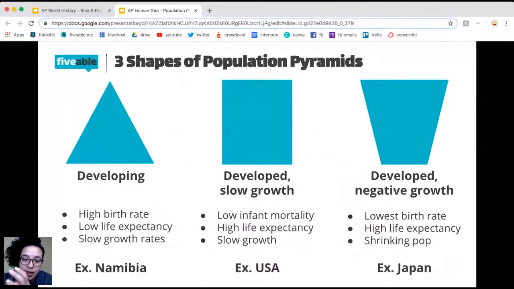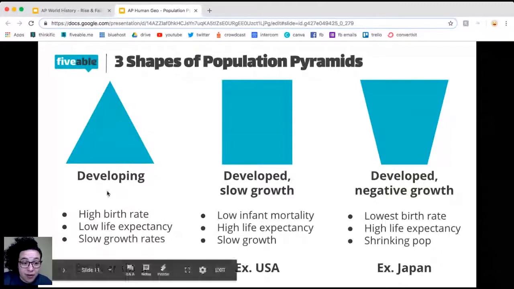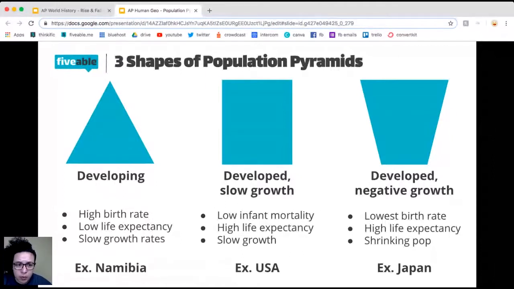Most of the developing nations today are in Africa or in Asia, and sometimes in South America. These countries are not fully industrialized. They're developing. They're what we have called third world countries before, but we don't really use that term anymore. We say developing. And these countries tend to have high birth rates, right? So that bottom base is long. You can see there's a lot of babies being born. The reason for that is because there's generally some sort of lack of birth control, and so people have a lot of children.